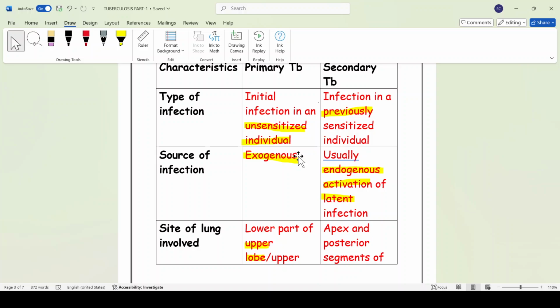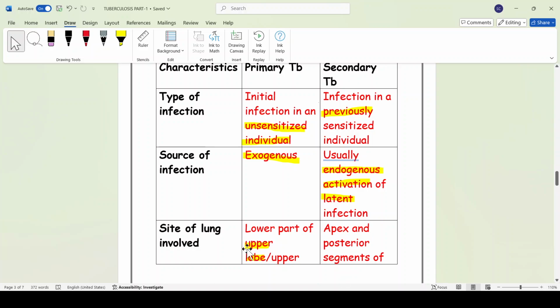Now they are getting the secondary TB case, becoming secondary TB. That is, the infection was present inside the body in a latent stage. Now, due to immunosuppression or any such reasons, it has got activated. So the infection is endogenous, that is, present inside the body of the individual only, and it has been activated, leading to a secondary TB case.